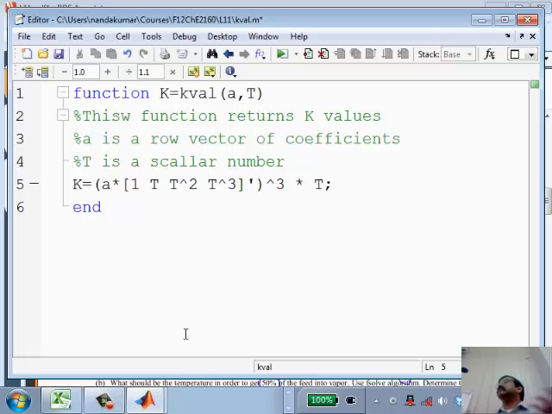It will produce a vector product between 2 vectors. And what is that vector product? It automatically sums it. It is A1 times 1 plus A2 times t plus A3 times t squared plus A4 times t to the cube. So this function should work as it is.